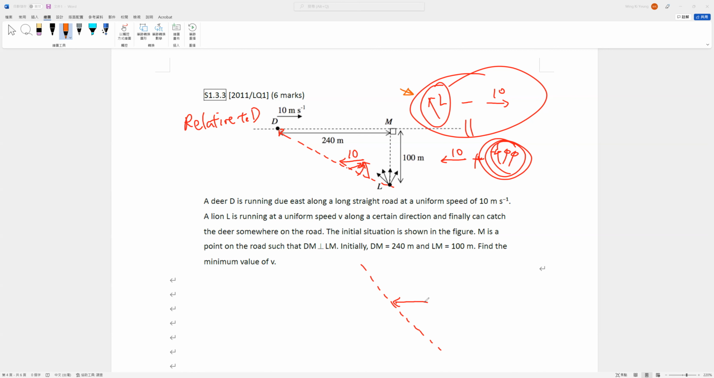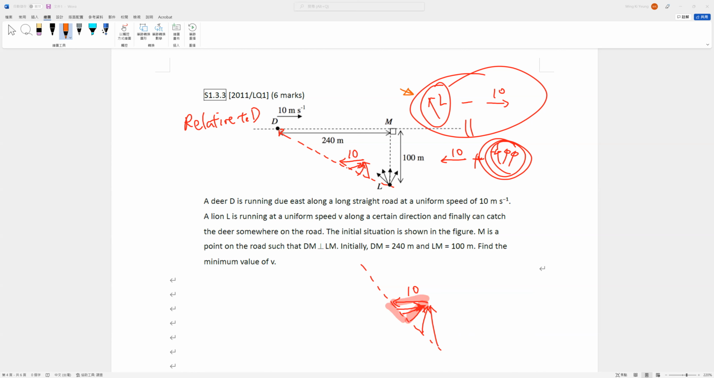So that means when you draw the velocity of the lion, it should start from the dotted line. So it can be like this, can be like this, can be like this. Can you find the one which has the smallest magnitude? Which one? It should be the one which is perpendicular to the dotted line.